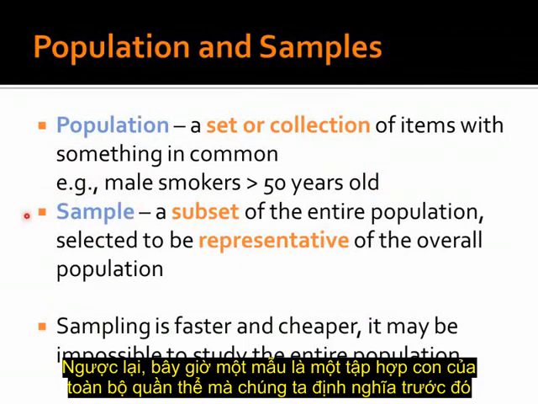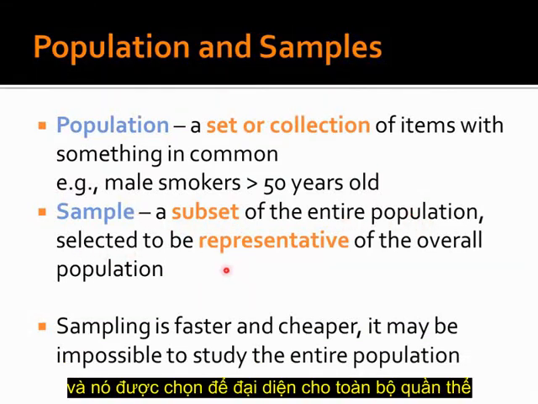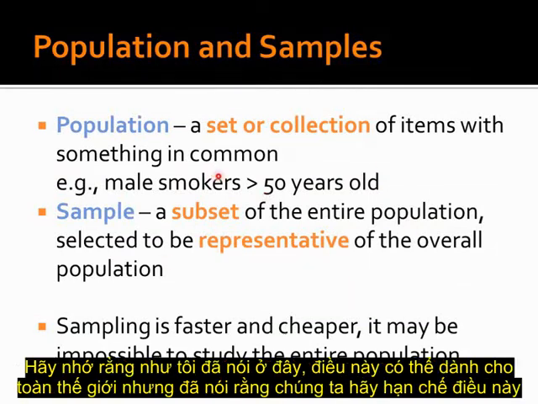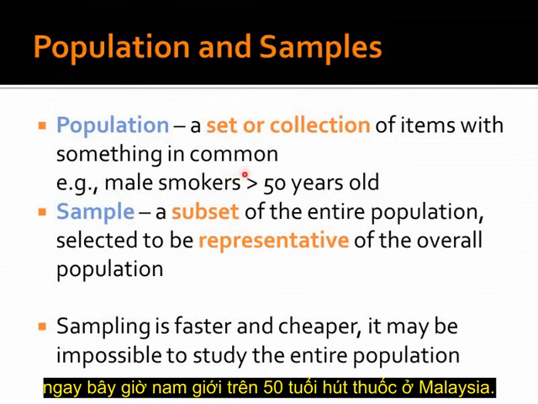Now, in contrast, a sample is a subset of the entire population which we defined earlier, and is selected to be representative of the overall population. Now what this means is, obviously, male smokers above 50 years old, this is a huge population. Keep in mind that, as I said here, this could be for the entire world. But having said that, let's just restrict this now. Male smokers in Malaysia above 50 years old.